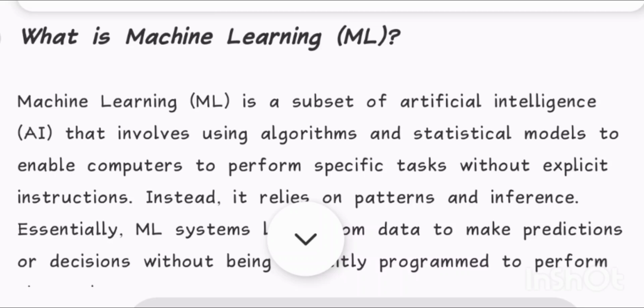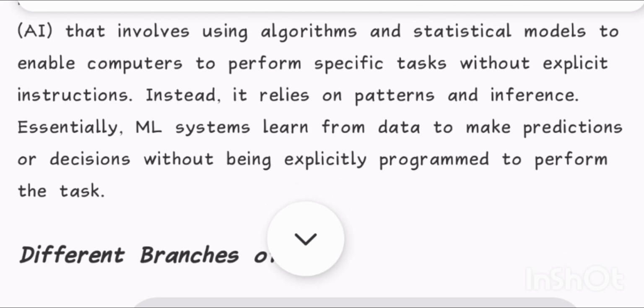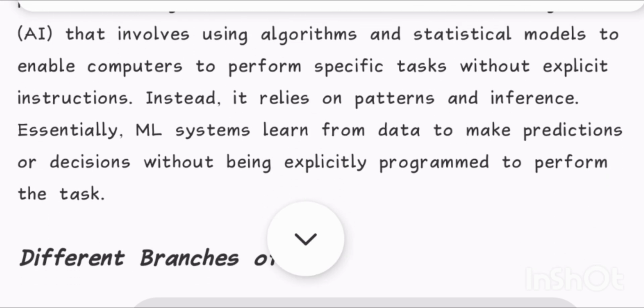What is machine learning, ML? Machine learning is a subset of artificial intelligence, AI, that involves using algorithms and statistical models to enable computers to perform specific tasks without explicit instructions. Instead, it relies on patterns and inference. Essentially, ML systems learn from data to make predictions or decisions without being explicitly programmed to perform the task.